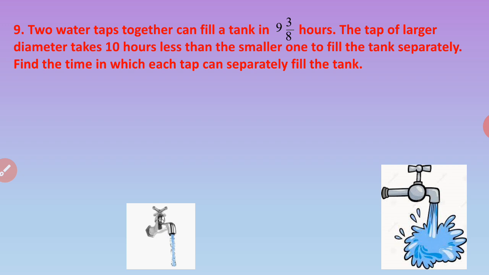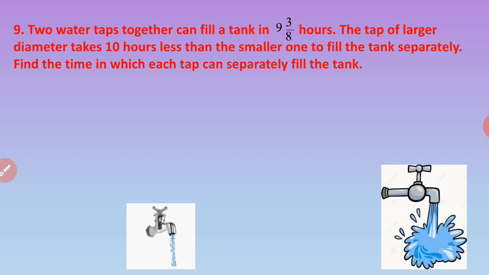Whereas if you have the smaller tap, I mean the tap with the smaller diameter, you can see the difference in the picture also. It is quite clear. One is pouring more water, the bigger one, and the smaller diameter tap is pouring a little bit of water at a time. So obviously the time taken to fill the same tank will be more. So this is what you have to understand.